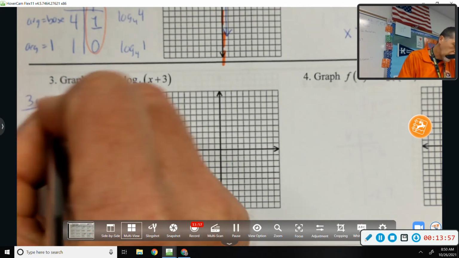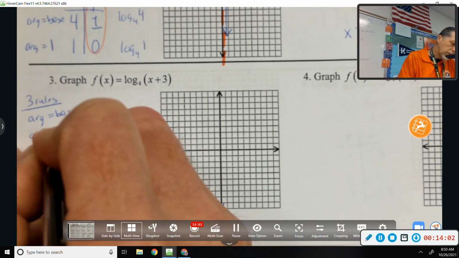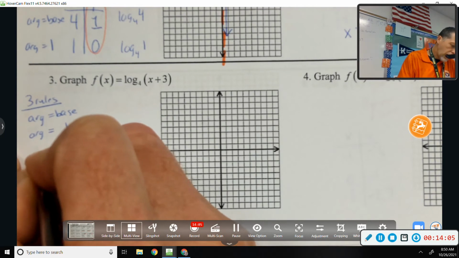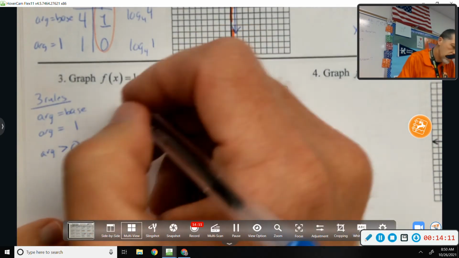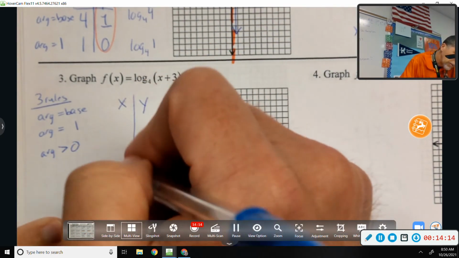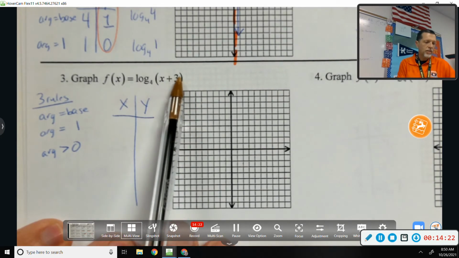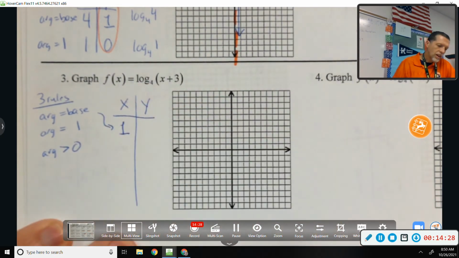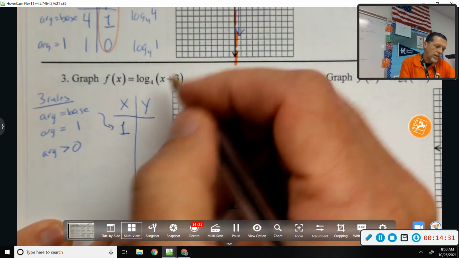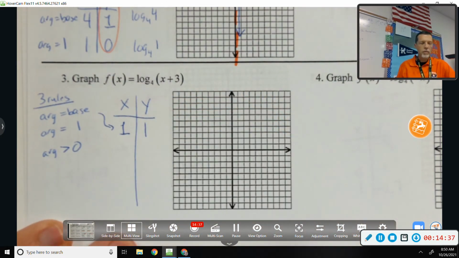Number 3. 3 rules. I want the argument to be the base. I want the argument to be 1. And I need the argument to be greater than 0. Okay, this one's going to require a little bit more thinking here. If I want the argument to equal the base, what does x need to be so that the argument equals the base? 1. And then log base 4 of 4 is 1. That's why we picked that.